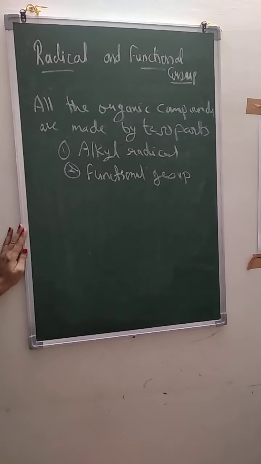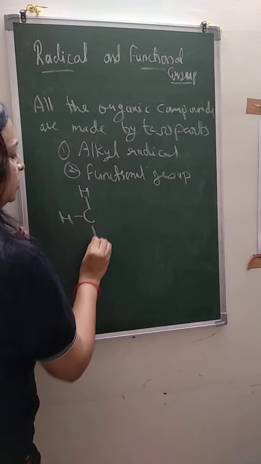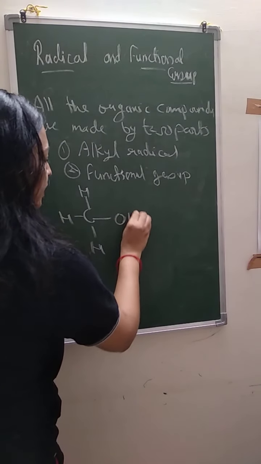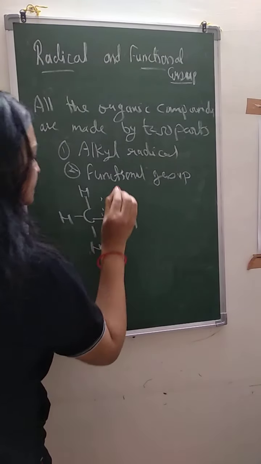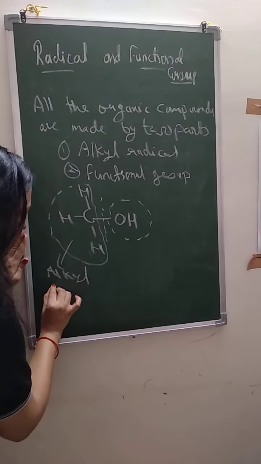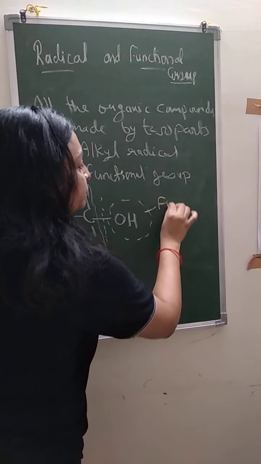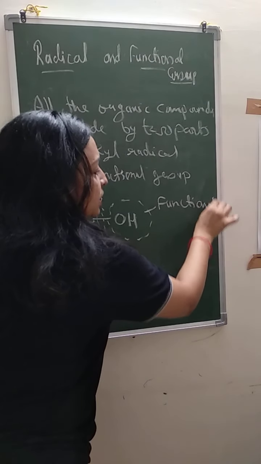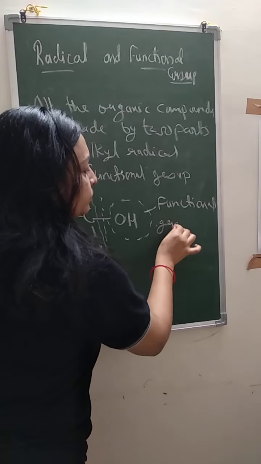Now you can understand it by this structural formula. If you ever had seen it before or not, it doesn't matter. You can understand by this simple structure formula. This is our alkyl radical. And this is functional group. This is the simple organic compound. We can differentiate in two parts.